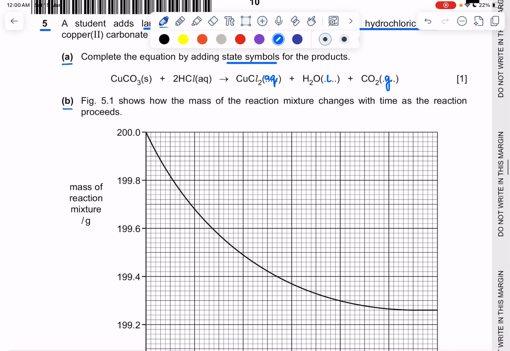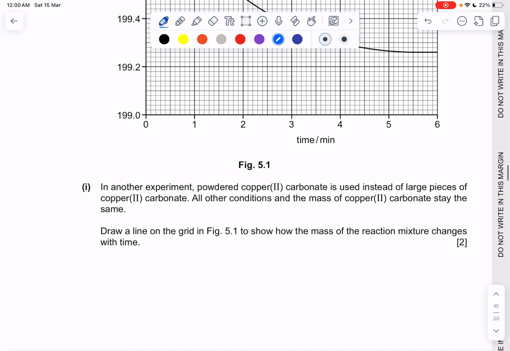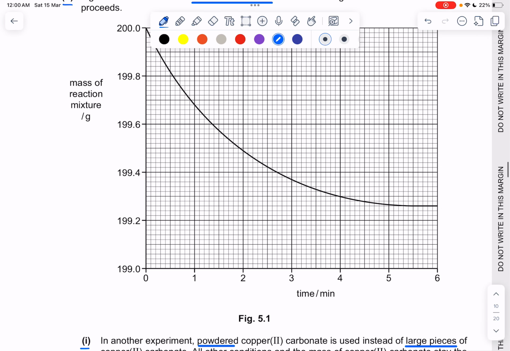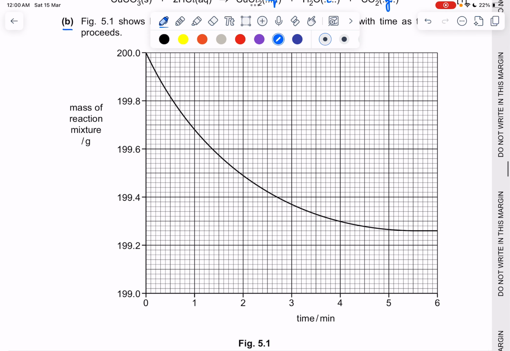Now part B. Figure 5.1 shows how the mass of the reaction mixture changes with time as the reaction proceeds. Part 1: in another experiment, powdered copper(II) carbonate is used instead of the large pieces of copper(II) carbonate. All the other conditions and the mass of the copper(II) carbonate stay the same. Draw a line on the grid to show how the mass of the reaction mixture changes with time. So if we are using the powdered copper(II) carbonate, it means we are increasing the surface area. So the rate of the reaction increases.